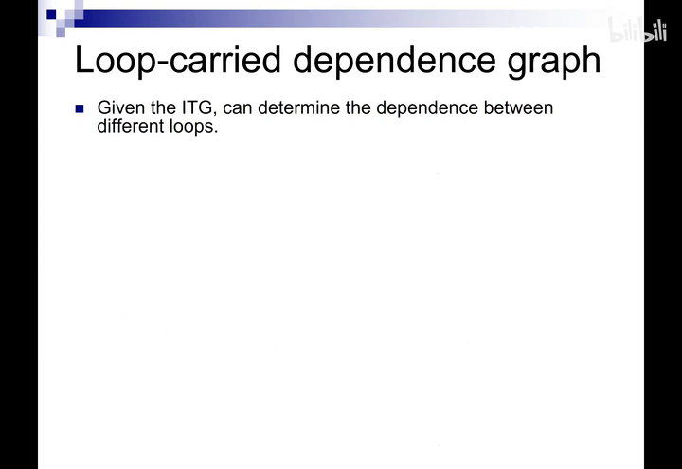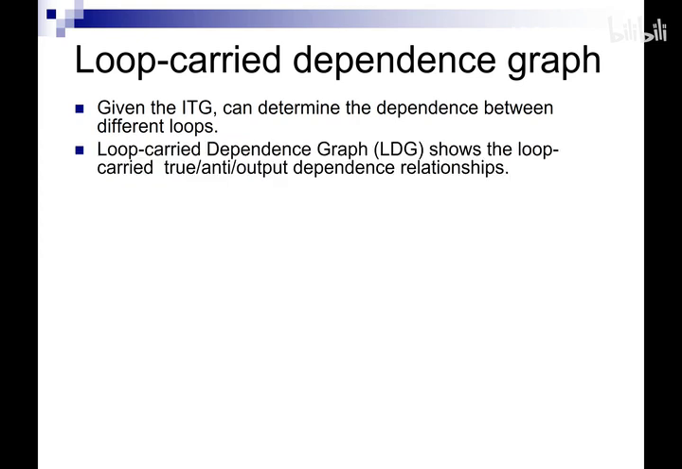We're also going to have something else, called the loop carry dependence graph. This graph is going to show the dependencies between these different iterations. So the ITG showed the order that we iterate through, and then the loop carry dependence graph is going to show which of these iterations actually depend on which other ones. This LDG is going to show us all of the true or anti or output dependencies.